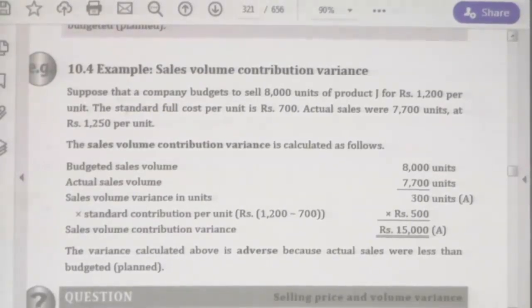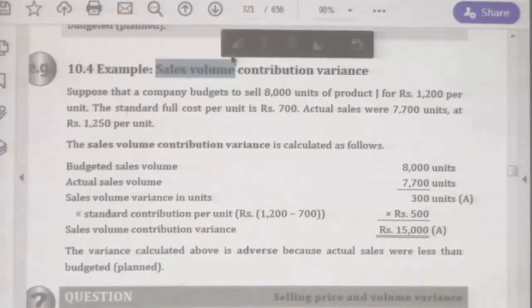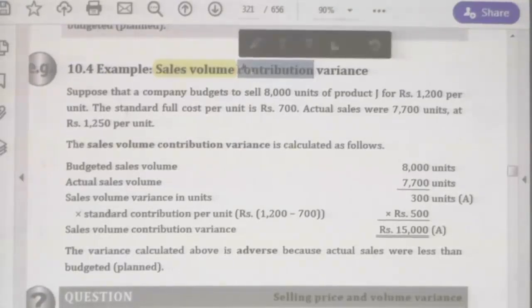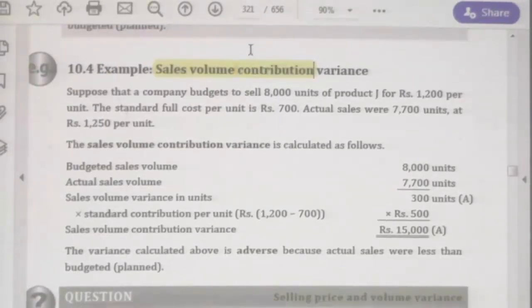Now let's see the second variance of the sales. Sales volume. Look at the wording. Sales volume. Here we are going to focus on the quantity. The previous is the price. Now we are going to focus on the quantity. However, that quantity variance needs to be multiplied by the contribution. That's why they ask you to calculate sales volume contribution variance.